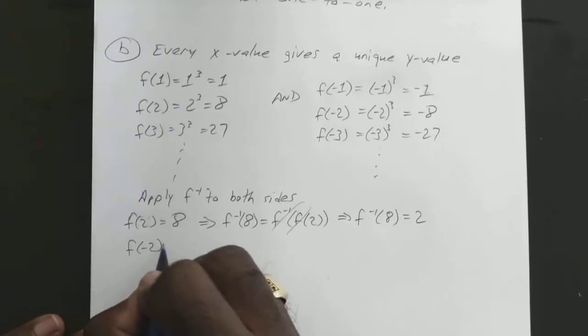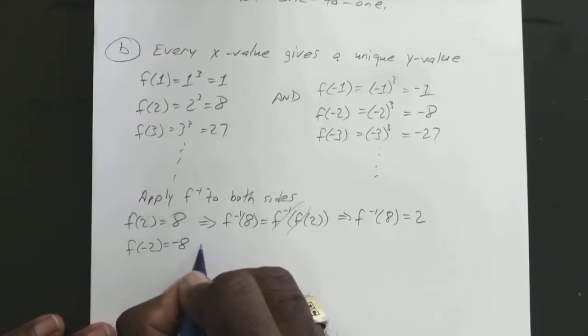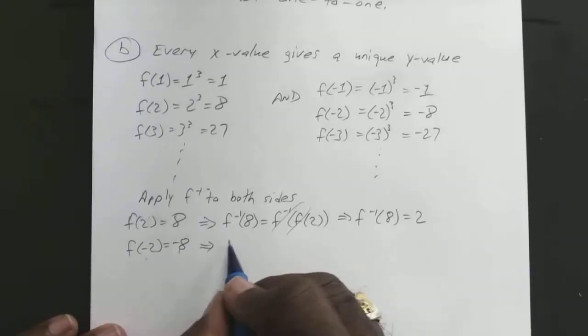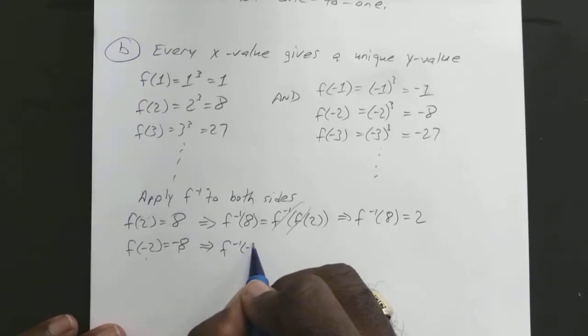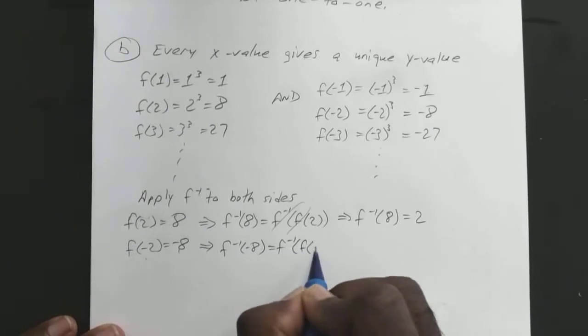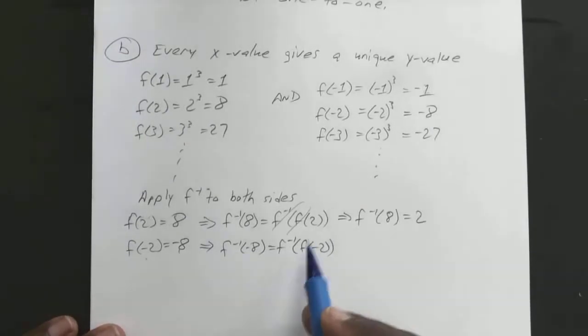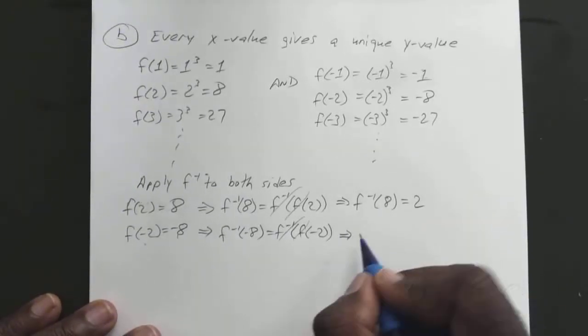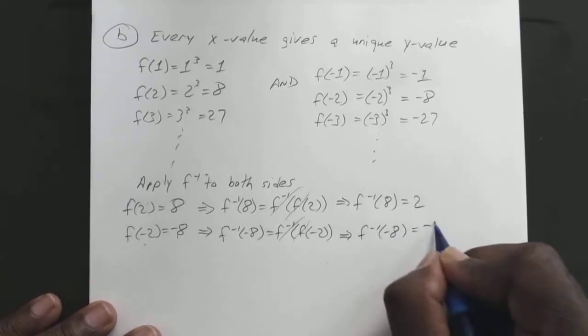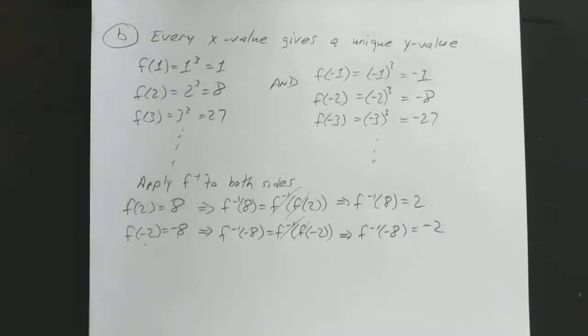Okay. So we also have f of negative 2 equals negative 8. So if we apply f inverse to both sides, f inverse of negative 8 will give you negative 2. So f inverse of negative 8 equals the f inverse of f of negative 2. Again, they cancel each other out. So f inverse of negative 8 equals negative 2.